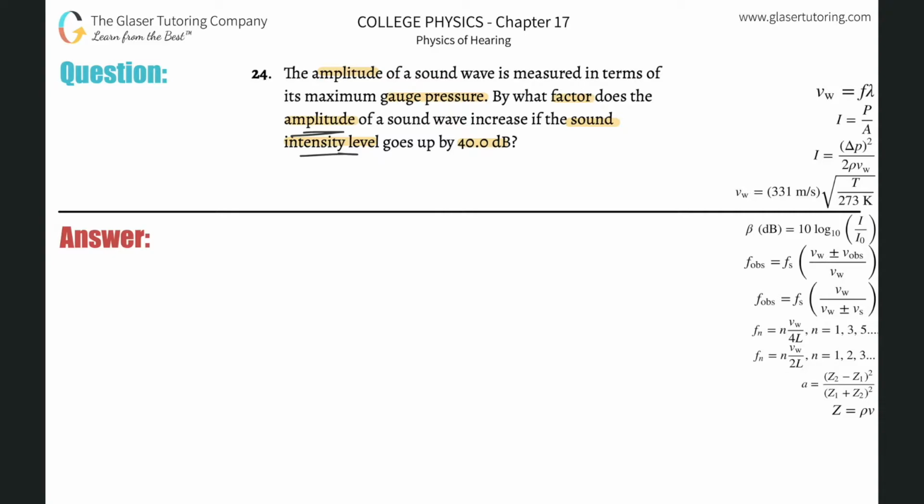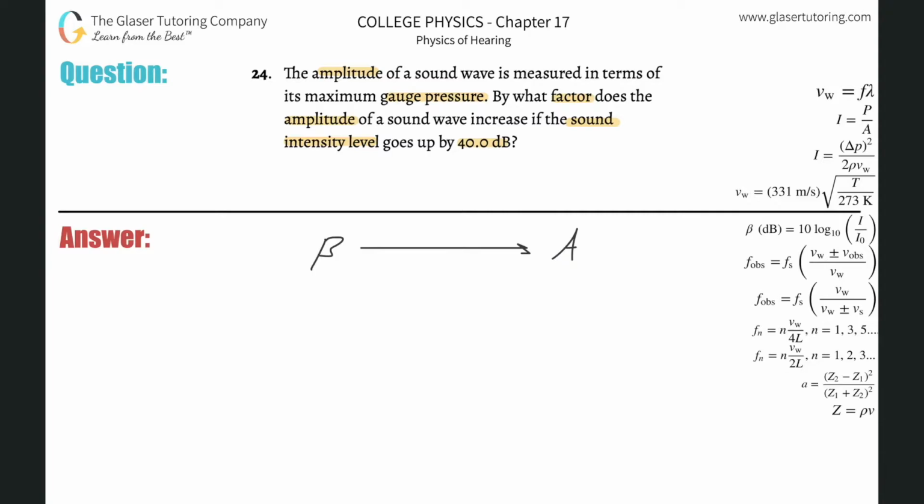So basically, I know I'm dealing with sound intensity level, so I'm dealing with beta. Let me draw it down here. I'm dealing with beta, and somehow I have to relate beta to amplitude. I'll just label that as capital A. Now, do you have a formula?